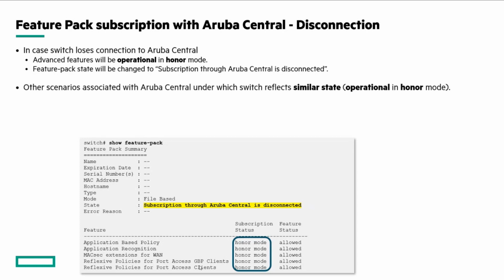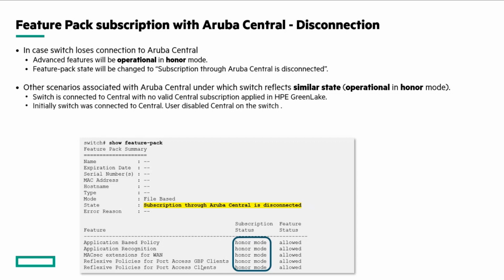There are other similar scenarios where a switch may reflect similar states, which include: the switch is connected to Central, but no valid Central subscription is applied in HPE GreenLake; or initially, a switch was connected to Central, but then the user disabled Central on the switch via CLI; or the Central license has expired or been removed. In all of these cases, the switch will reflect the same state and move to honor mode.